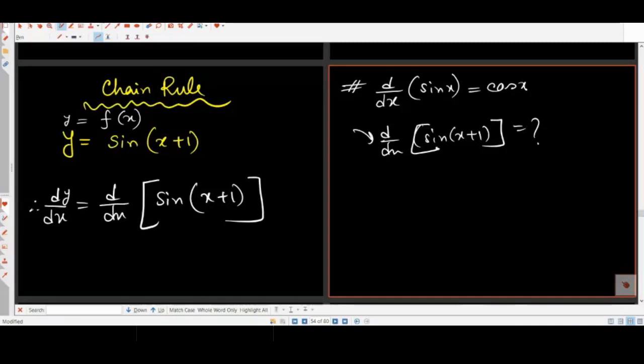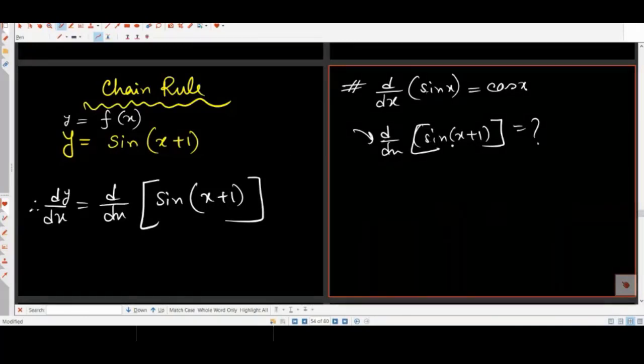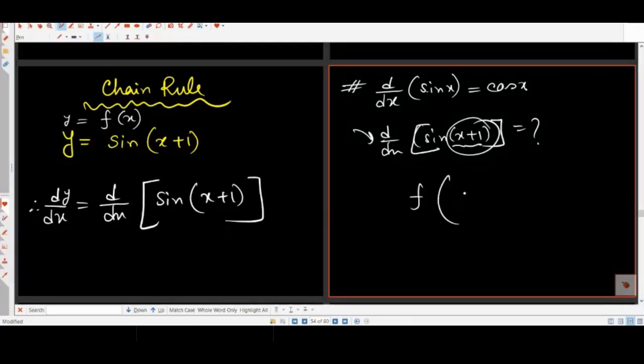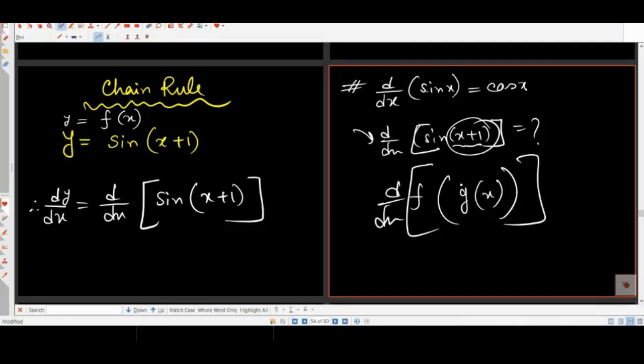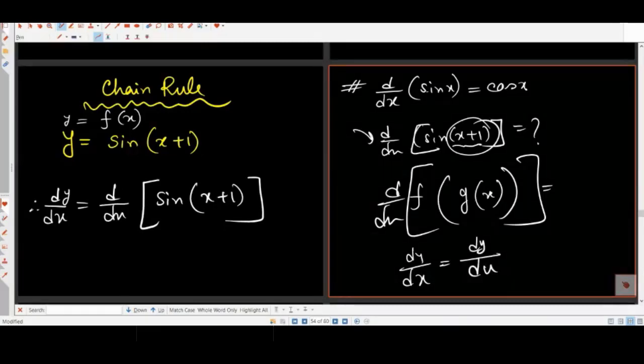So you can see that sin(x + 1) is another function. Let's say f with g of x. And we are going to find the derivative of this function. In that case, I have mentioned that we have to apply the chain rule in order to find dy/dx. It will be found this way, dy/du, if we consider g(x) as u, and du/dx. But things will be complicated if you try it this way.